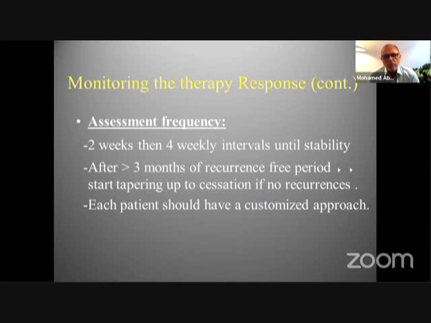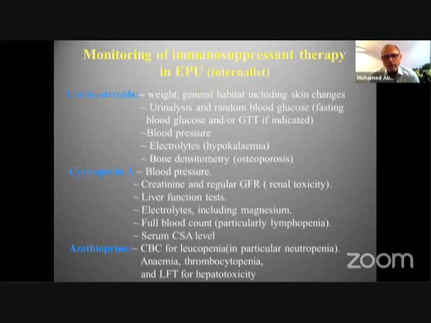The next issue is monitoring the therapy. We need to see the patient every 2 weeks until control is achieved, and then at 4 weekly intervals once we've reached stability. After 3 months of being recurrence-free, we try to stop the treatment very, very gradually. This is the job for the internist or the rheumatologist.